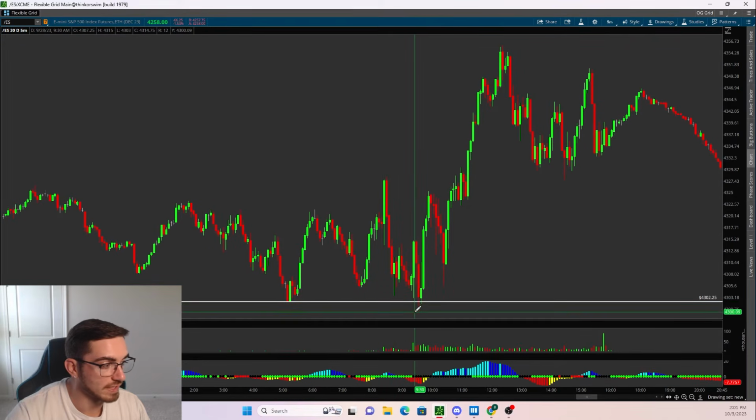From there, you can see price had a really strong aggressive move to the upside, came back down, set that higher low, and then continued to have a nice explosive move to the upside.